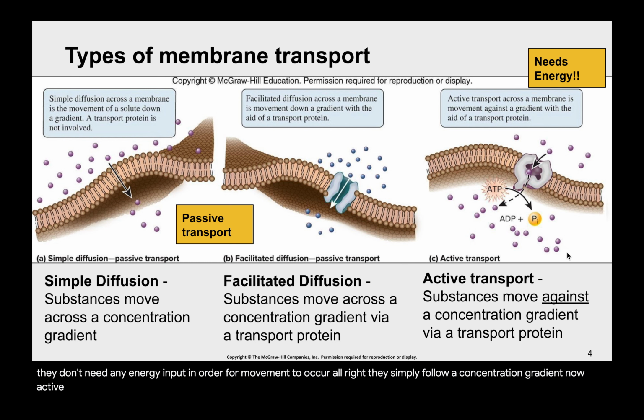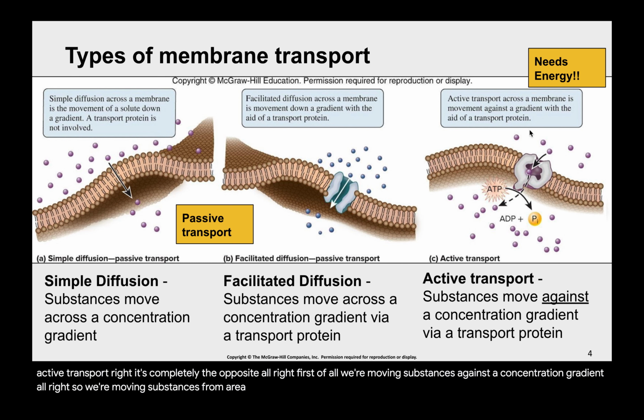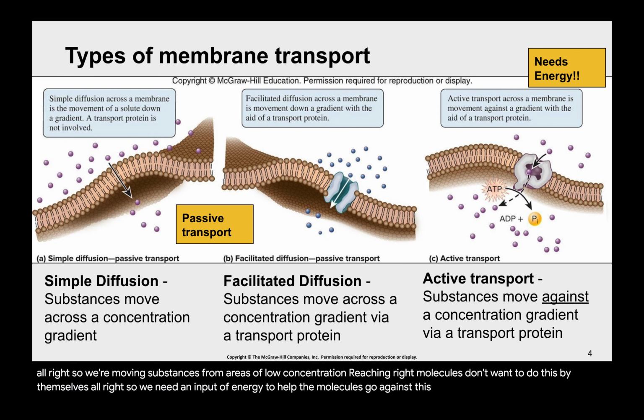Now active transport is completely the opposite. First of all, we're moving substances against a concentration gradient. So we're moving substances from areas of low concentration to areas of high concentration. Molecules don't want to do this by themselves, so we need an input of energy to help the molecules go against this concentration gradient.